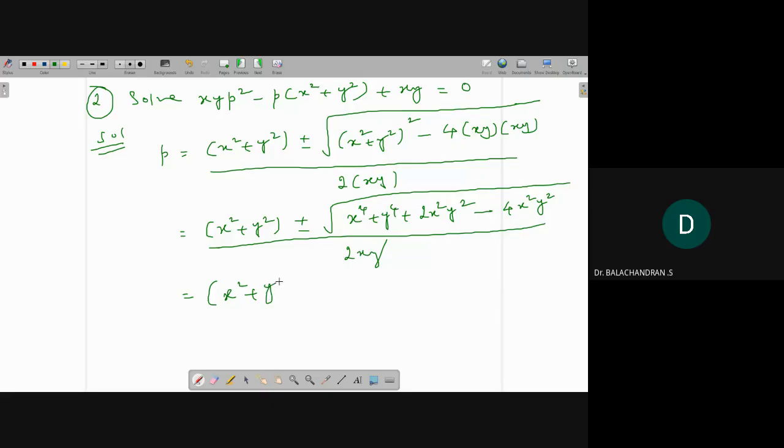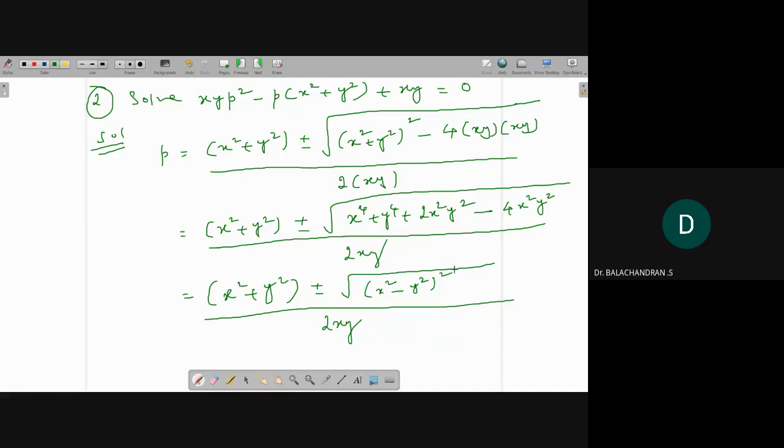So x square plus y square plus or minus root of this, which is actually x power 4 plus y power 4 minus 2x square y square. So I can write this as x square minus y square whole square, divided by 2xy. So you can see here, square x square under the root, so then you can easily cancel this root and square. Then you'll get x square minus y square.